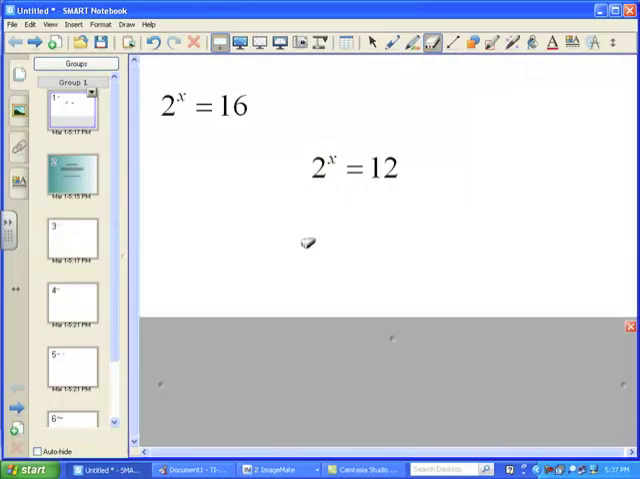I know that we've learned how to get rid of a second power with a square root, but I can't really, there's no button that I could push to take the xth root, right? That doesn't make a lot of sense. So what we're going to do now is figure out a way to get that x out of there.